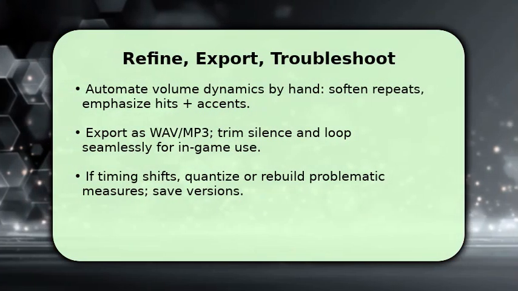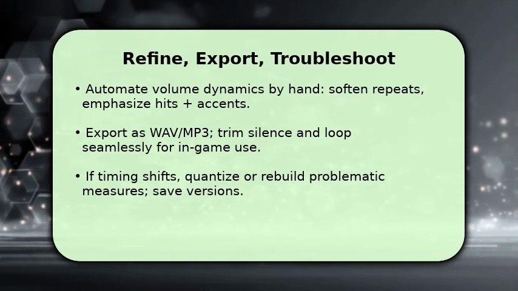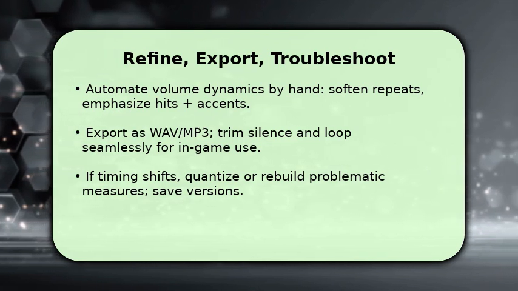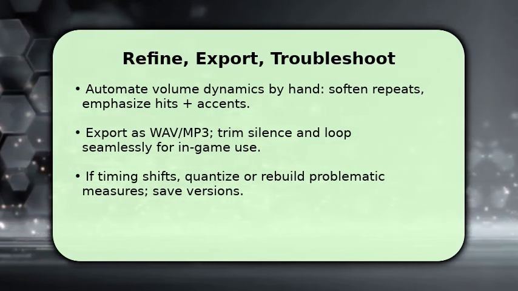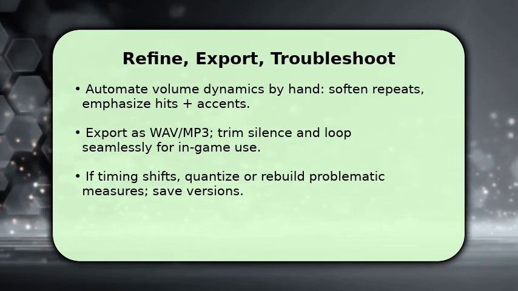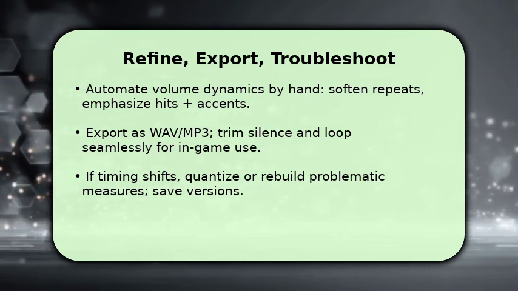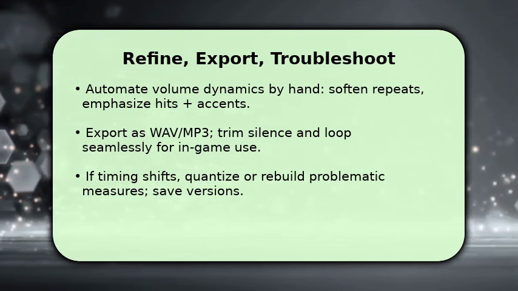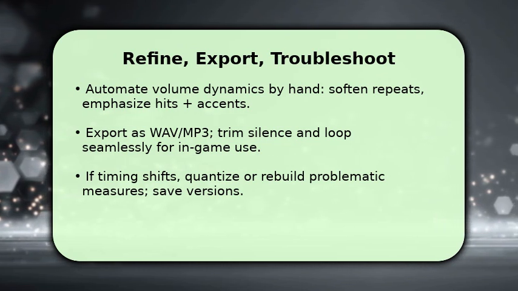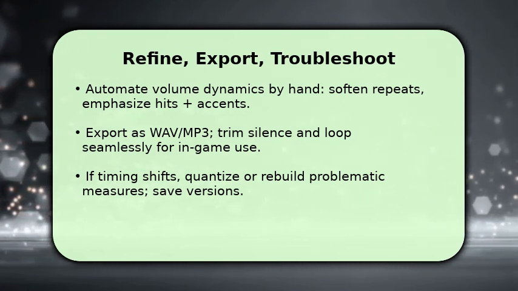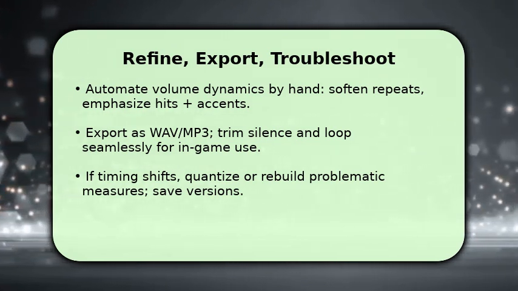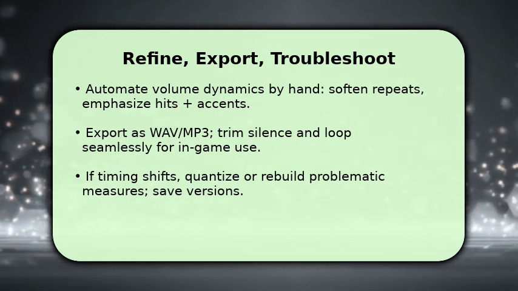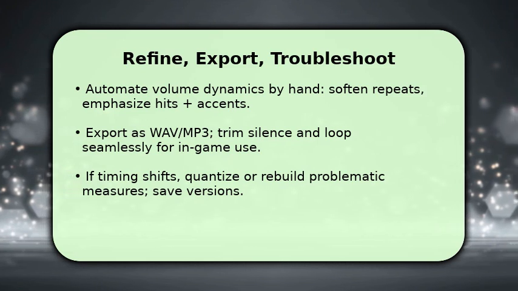To finish, you focus on dynamics and export. Manually soften repeated bars and accent key hits so the track breathes and surprises the listener. Once satisfied, export as WAV or MP3 and trim leading/trailing silence to ensure a seamless loop when used in a game. If you encounter timing drift, quantize the affected notes or reconstruct those measures instead of over-editing, and always save incremental versions so you can revert. This guards against corruption and preserves your best iterations.